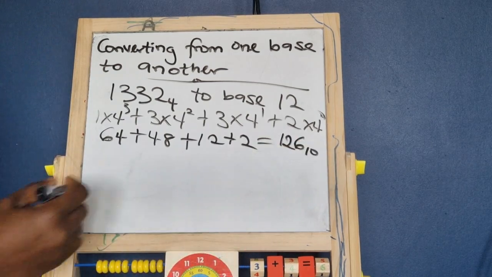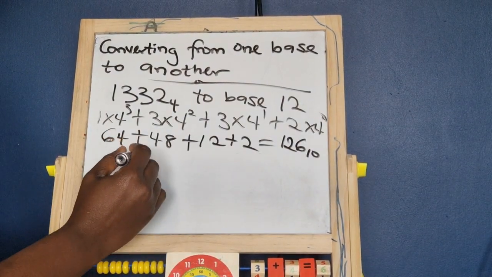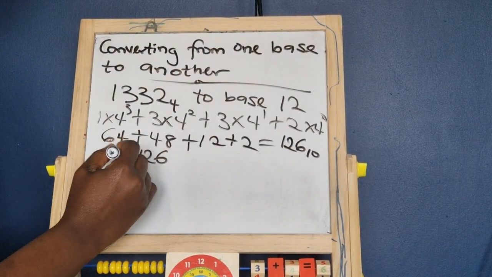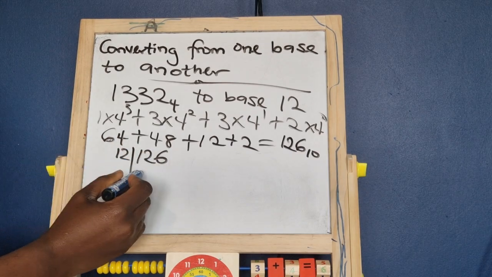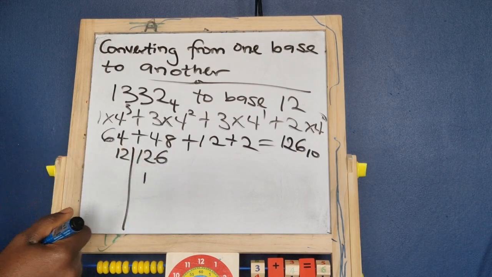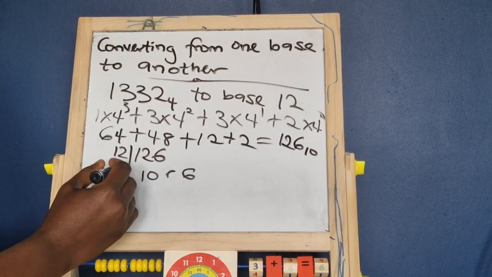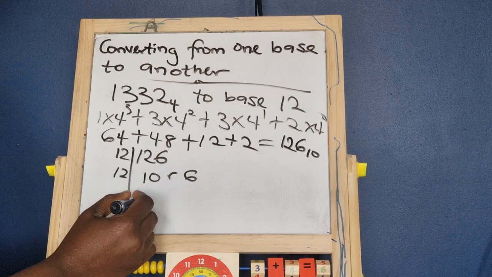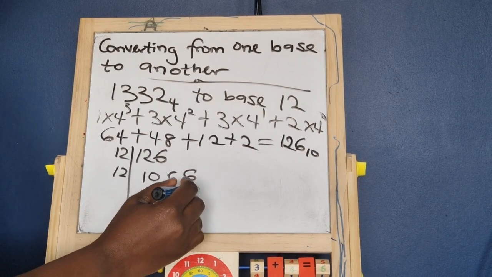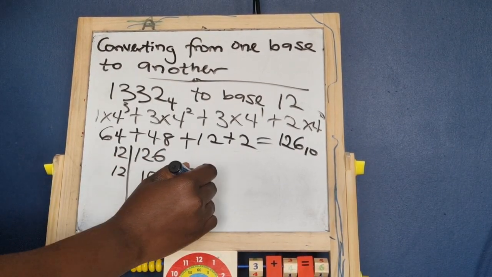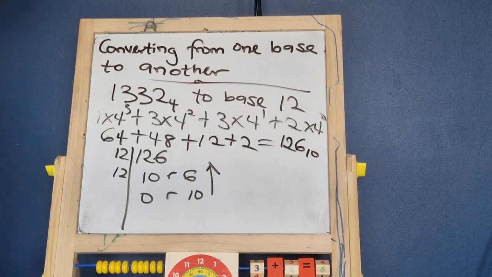126 base 10. So we'll convert 126 base 10 to base 12. 12 would go in 12 1 time. 12 will go in 6 0 times, remainder 6. 12 will go in 10 0 times, remainder 10. So we'll take it up like this.